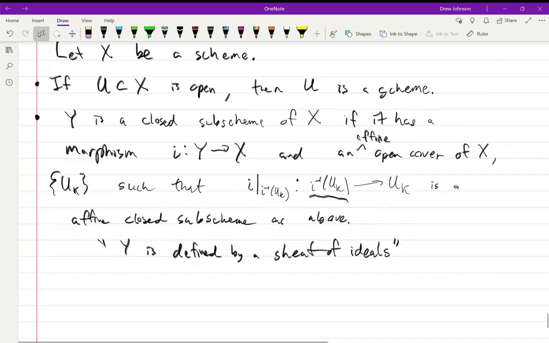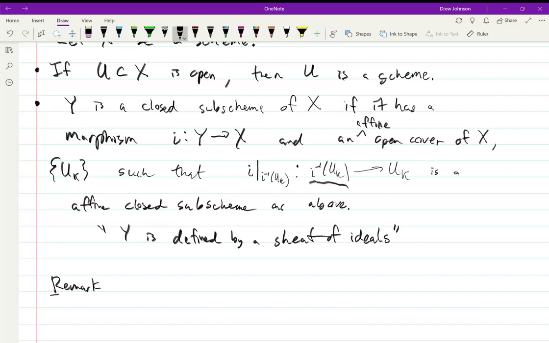Okay, good. And one remark that maybe I should have made earlier is that the word scheme by itself usually doesn't require it to be separated. So if you want to have a separated scheme, like we had with varieties, then you need to say separated scheme. Okay, so that's maybe a little bit different notation than we might have guessed.